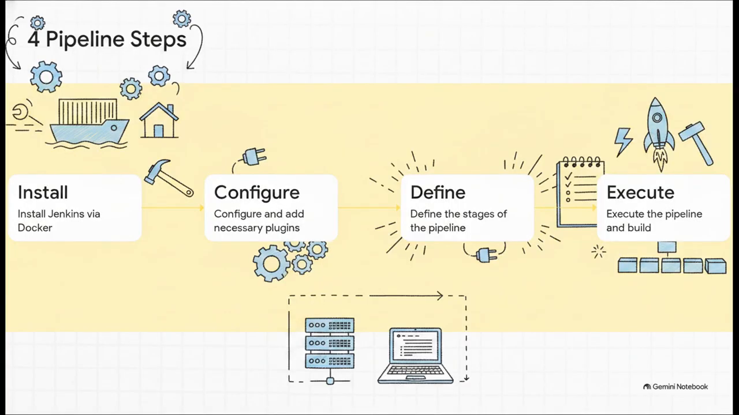We can boil the whole process down to 4 overarching phases: installation, configuration, definition, and execution. And honestly, getting started is surprisingly easy. You don't need some massive complex server setup to begin. You can actually install Jenkins using a single Docker run command right on your local machine. You just map port 8080 to pull the latest long-term support image, and you're off to the races.